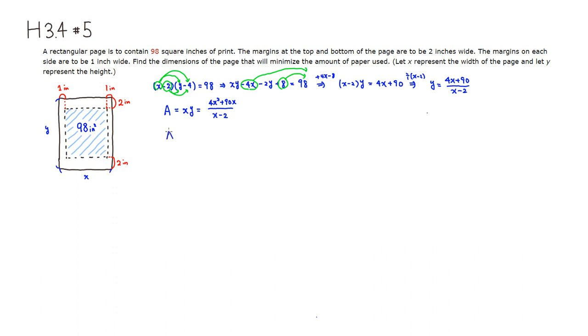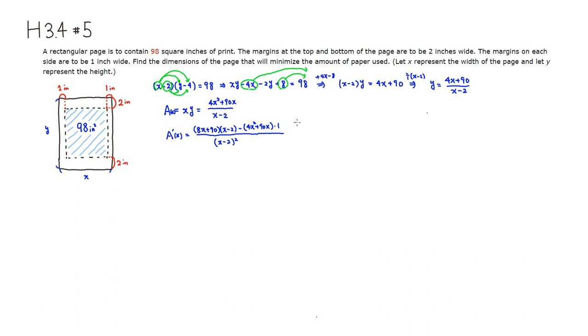So A prime, we can think of this as a function of x now. So we have A prime of x is equal to, right? Let's use the quotient rule. Square the bottom, (x minus 2) squared. Derivative of the top is 8x plus 90, times the denominator, which is x minus 2. Minus the top, 4x squared plus 90x, times the derivative of the bottom, which is just going to be 1.